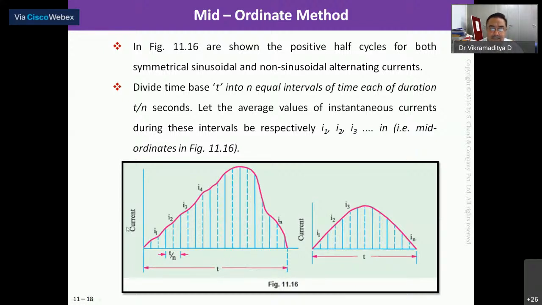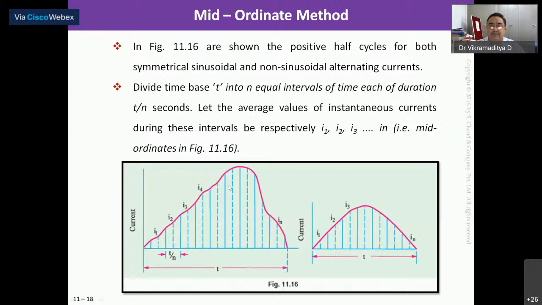What happens is that you choose some points, like these points, and you find out their mid ordinates, meaning the average value of these two. So these are the 2 points you have chosen. So I1 is the mid ordinate, I2 is the mid ordinate between these, I3 is the mid ordinate between these.